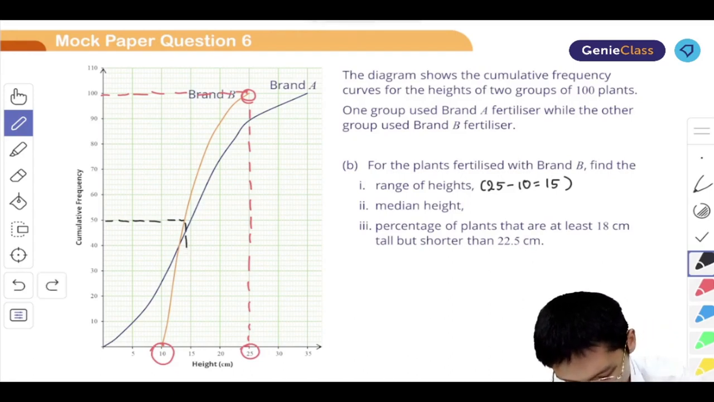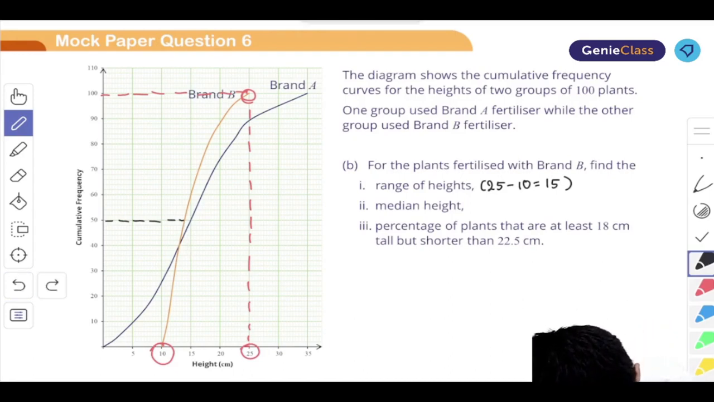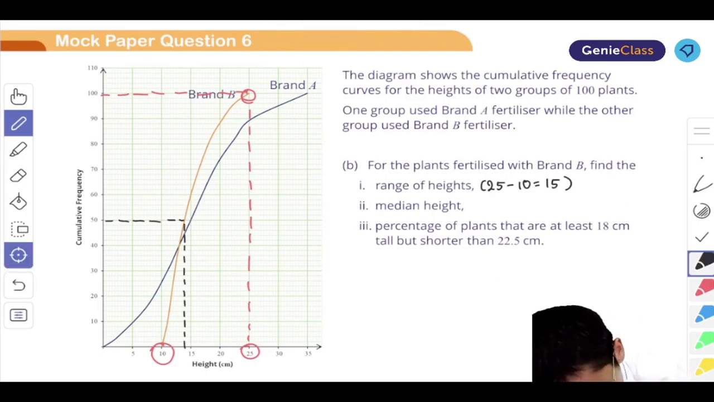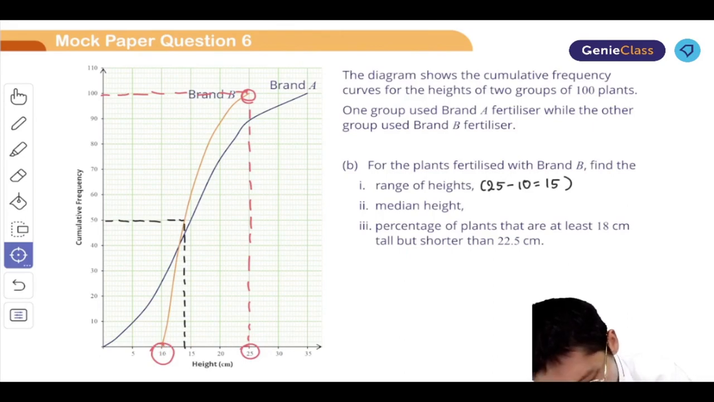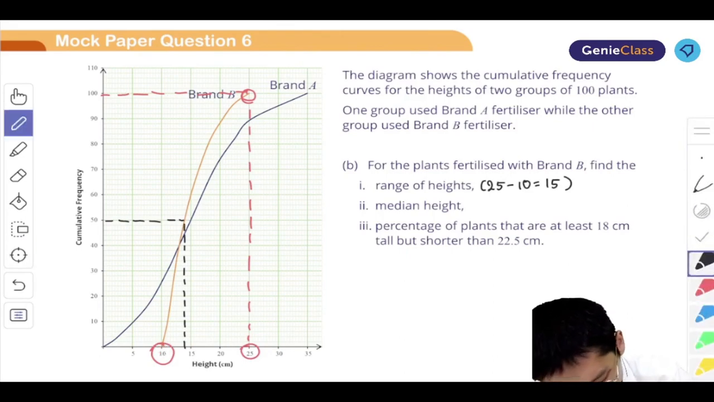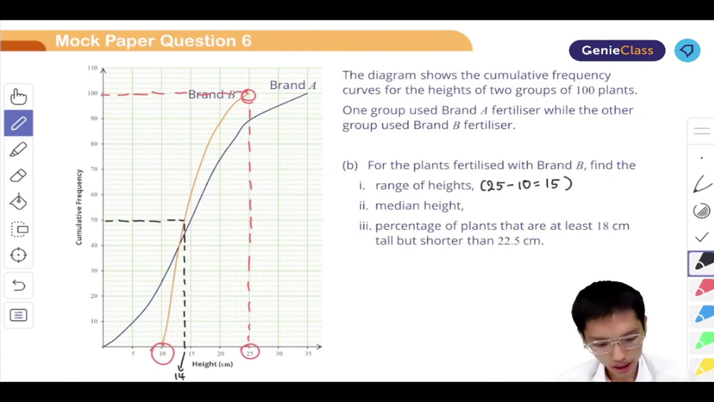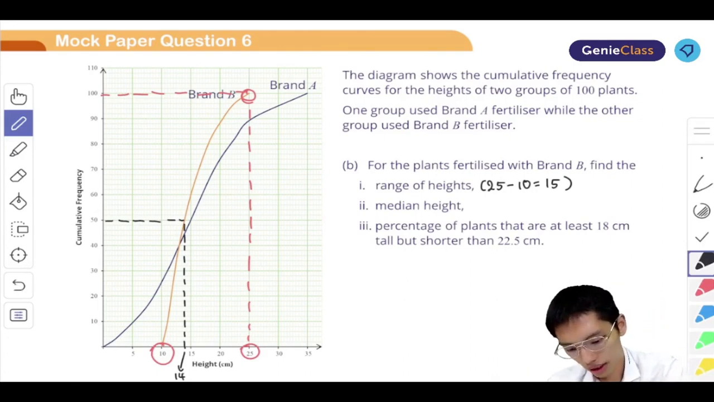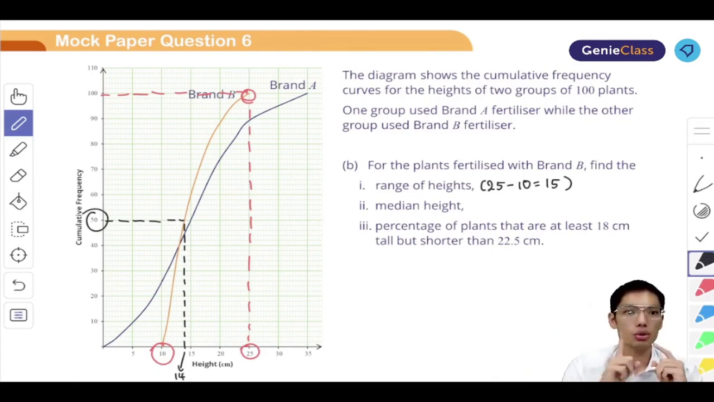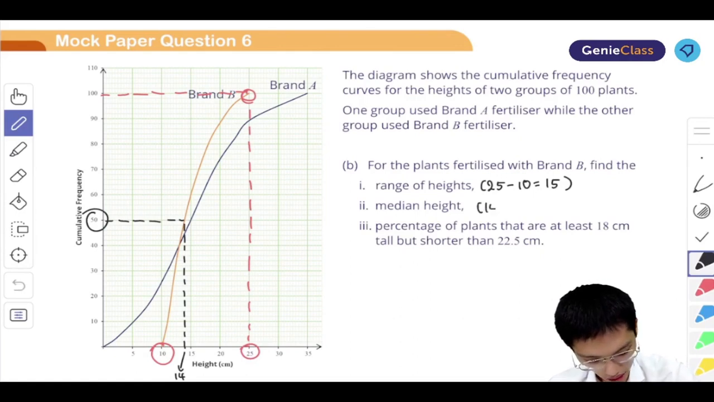So just take note over here. Even I'm a little bit lost. So let me just trace it nicely over here. Yes. And then if you take a look at it, 2 units represents 1. So it's going to be 14 cm. So therefore, tracing it down, median height 100 divided by 2 is 50. So therefore, my median is 14 cm.